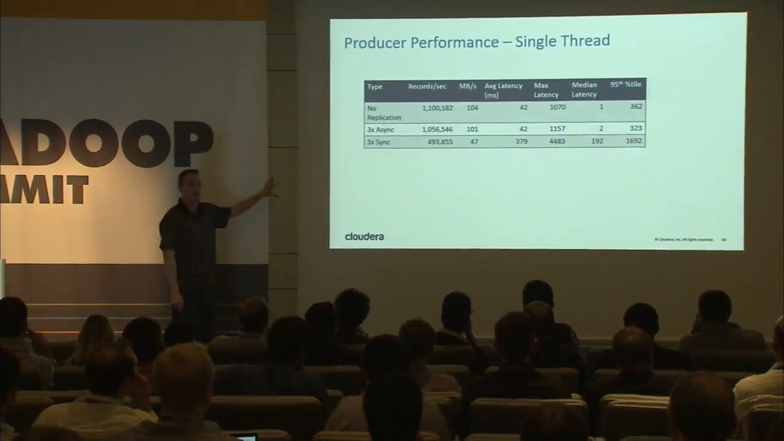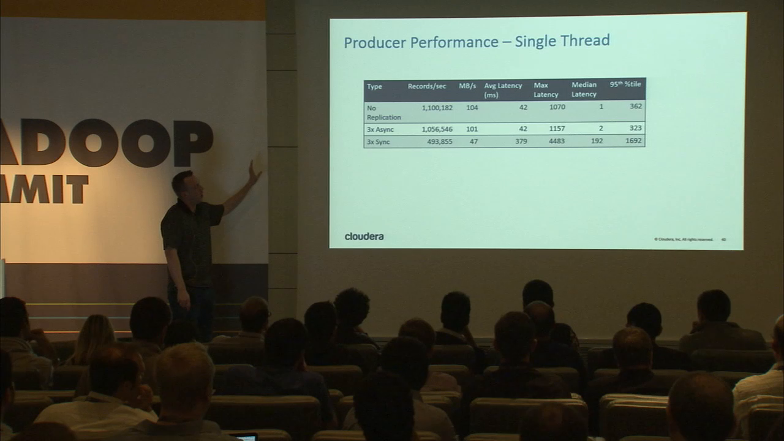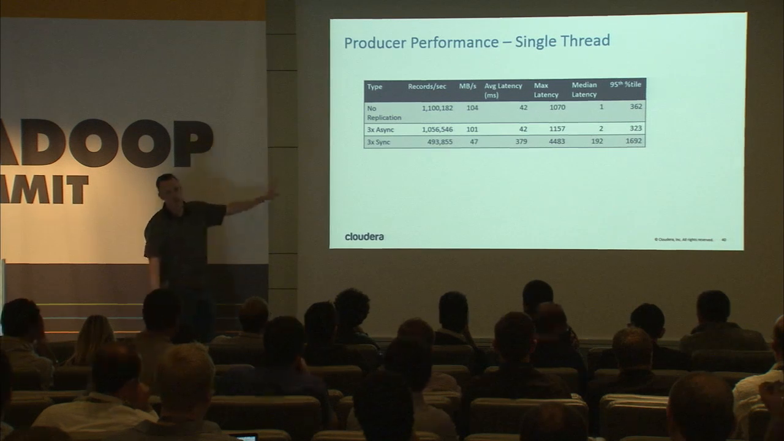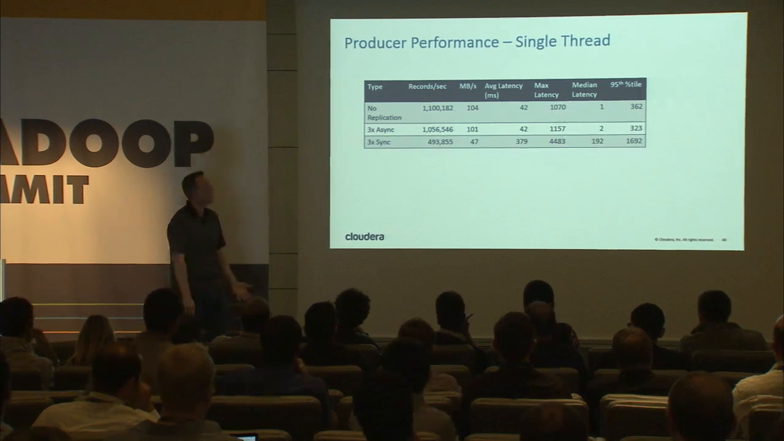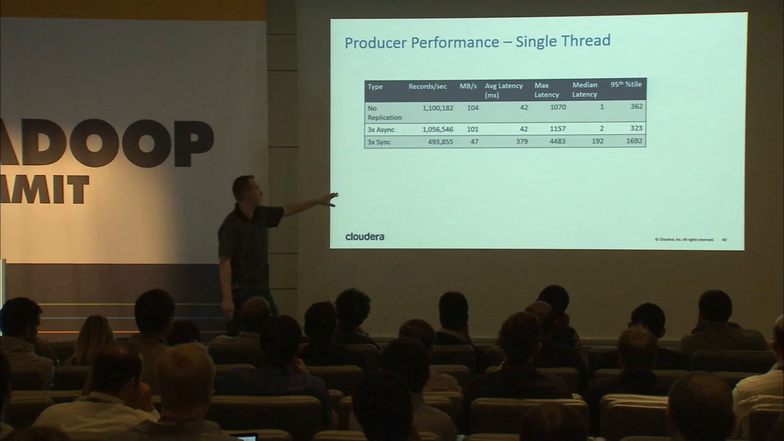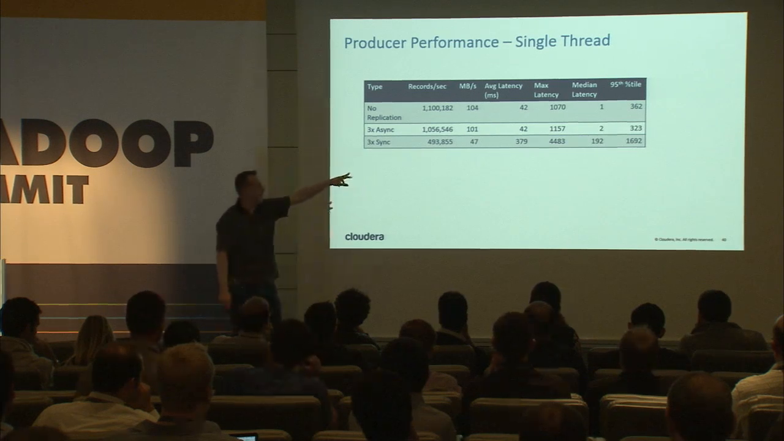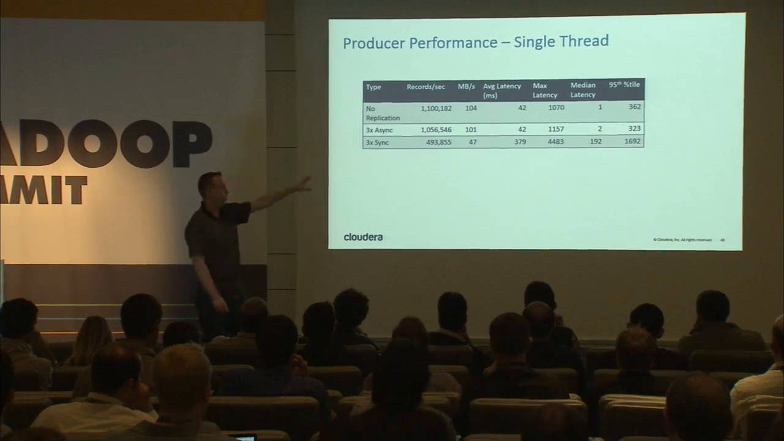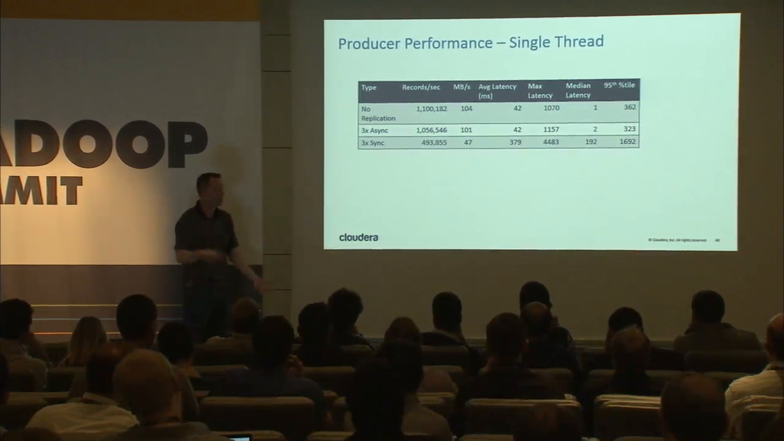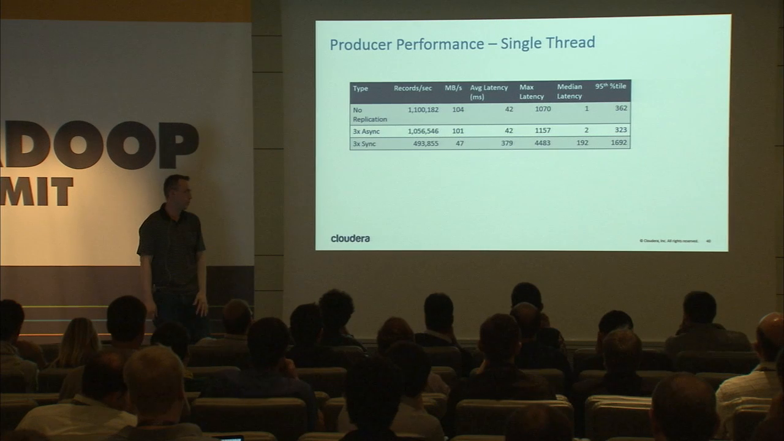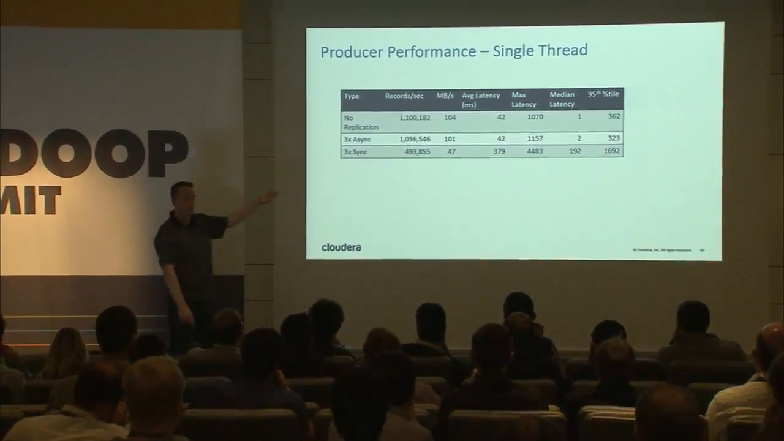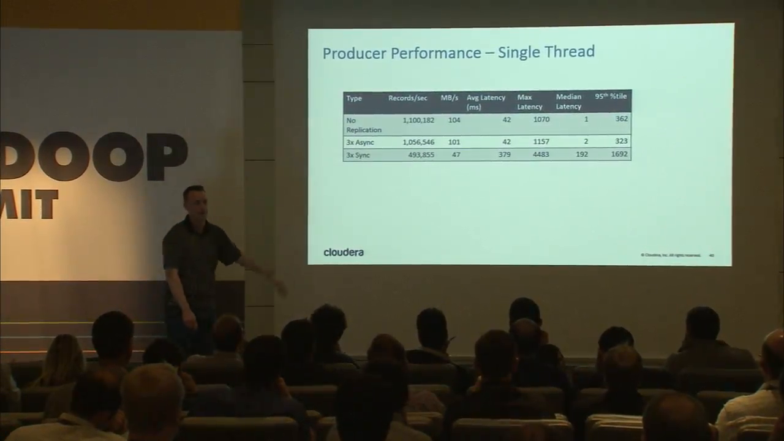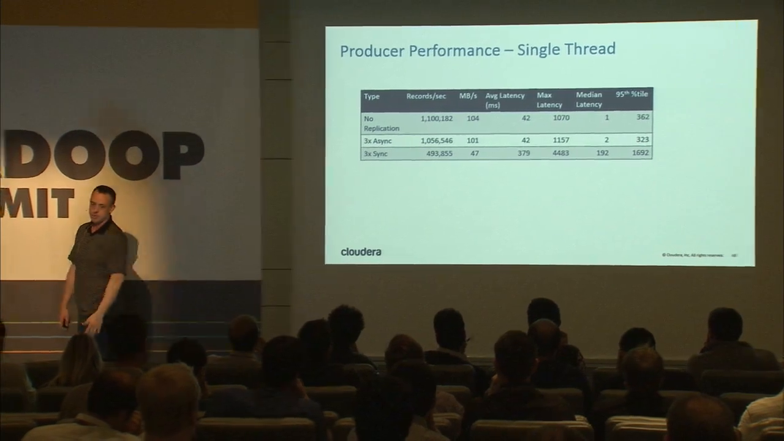Just to put this in context, this is on a really not that great of a cluster internally at Cloudera. With 3 times synchronous replication, we had an average latency of, it's a bit wonky, 379 milliseconds. We can absolutely tune this by adding more partitions, more brokers, that kind of thing. But still, it's tons of records a second, 500,000, which is way more than we need for the system that I mentioned.